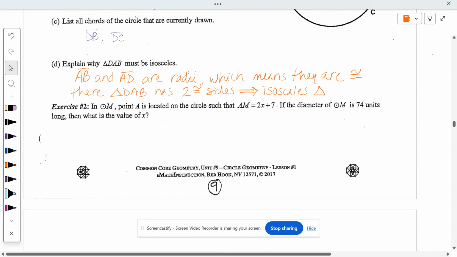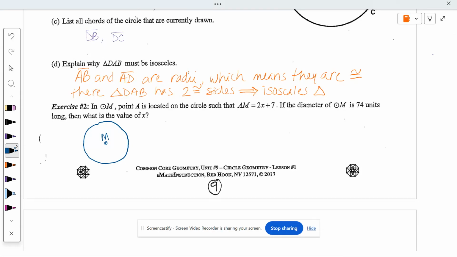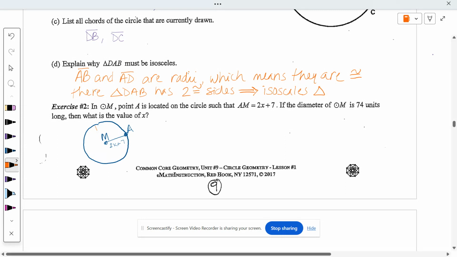In exercise 2, circle M. So we name a circle based off of its center. So let's just sketch us a circle. Circle M has point A located on the circle such that AM is located on the circle. So I'm just going to call this A. Segment AM is 2x plus 7. If the diameter of circle M is 74 units, so if the whole diameter is 74 units, then what is the value of x?